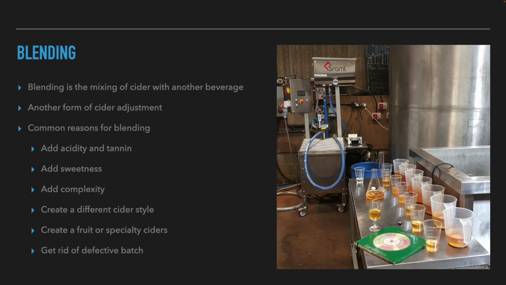The common reasons to choose to blend ciders can be to add acidity or tannins, to add sweetness if the cider is too sour, to add complexity if the cider is one dimensional, to create a different style of cider, to create a unique cider, or to get rid of a bad batch. And if we blend it, it will be possible to drink.